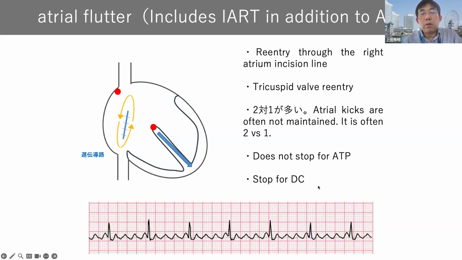So whenever we see those patients, we just give ATP to create AV delay and to be sure that this is flutter. Then we will move on to DC cardioversion. The majority of cases will be stopped in time. Those DC shocks work very nicely.